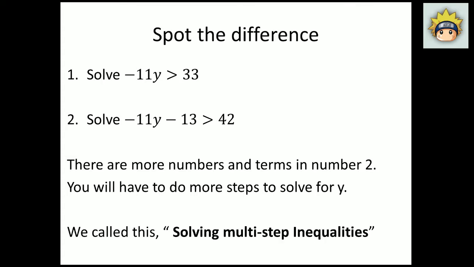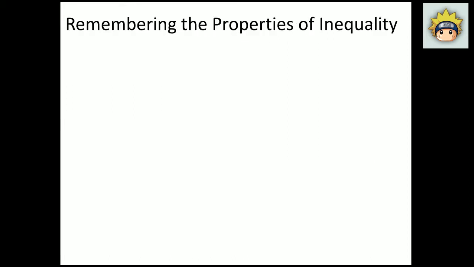When we have more than one term or more than one thing that we have to move, we call this solving multiple steps of inequalities, because there are multiple steps that we need to take to solve for our variable or to get that variable alone.